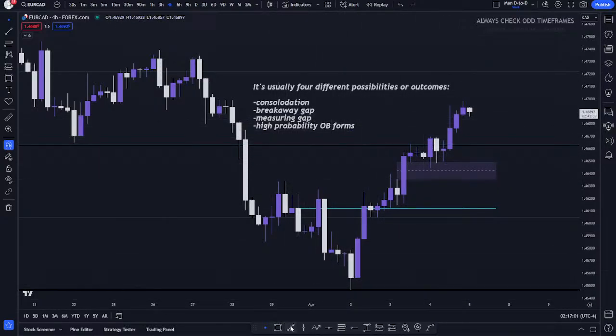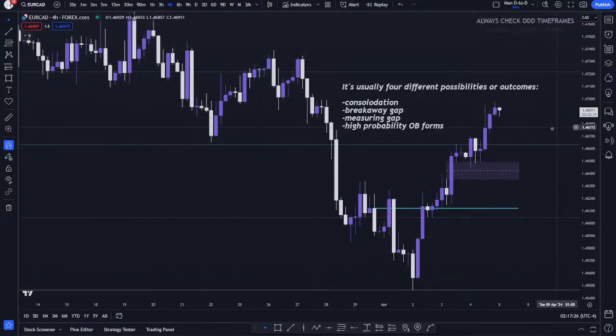For example, we have this fair value gap sitting right here. There's a chance that price will never come back to this fair value gap and just runs higher from there. So this is a possible breakaway gap. Right now, it's still a possible breakaway gap, but we obviously wouldn't like that, because you would have been missing the entry again. The third possibility is a measuring gap.